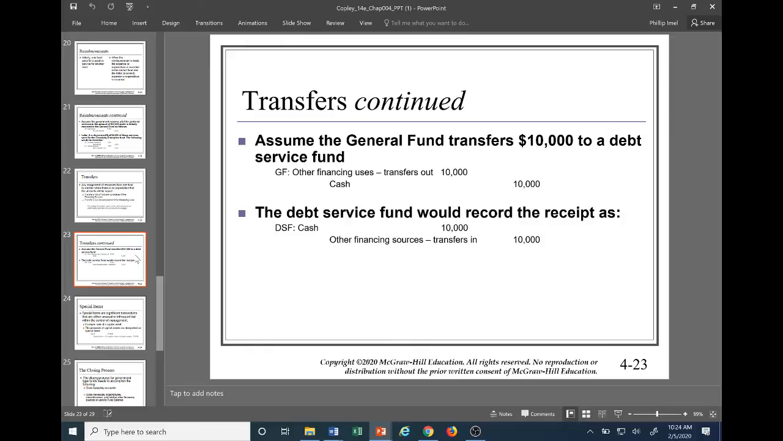If the transfer's coming in, okay, we're debiting cash because we're getting the cash, and then it's got to be the other financing source, you know what I mean, transfer in, and stuff of that sort. We good on the different types of reimbursements, transfers, and the internal services, and how to account for them between funds? Not bad, right?